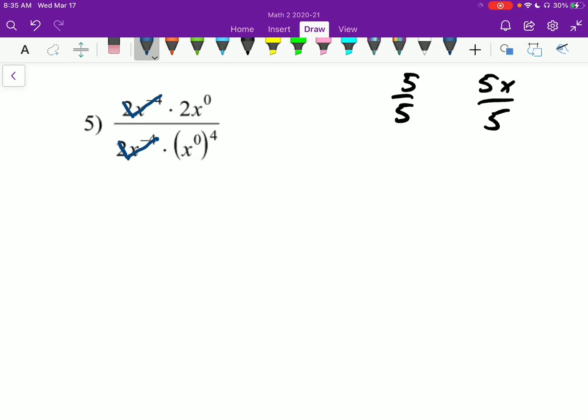Now let's look at our 0 exponents here. So 2x to the 0. Well, x to the 0 is 1, right? Anything to the 0 is 1. So on top, we just have plain old 2. And on bottom, we have x to the 0 to the 4th. So this is going to be 1 to the 4th, which is just the same thing as 2 over 1, which is 2.